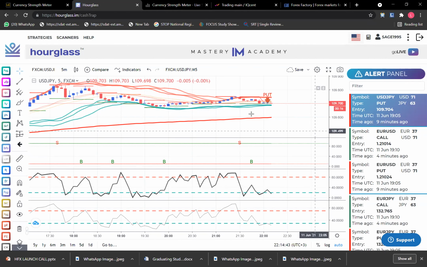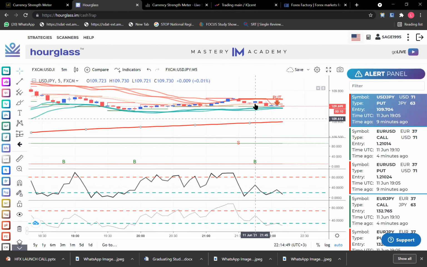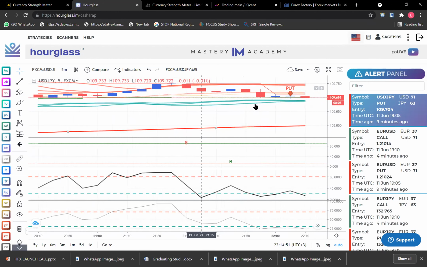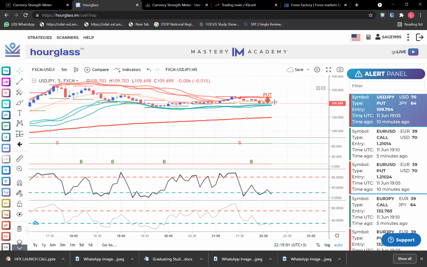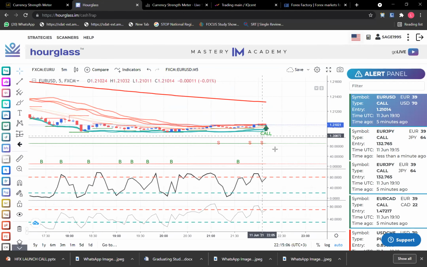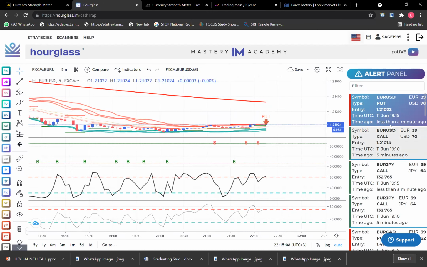Now, your second point is the price at your green support line. As you can see, let me zoom in for you guys. This is your green support line. Is price at your green support line? Sorry, this thing just changed.